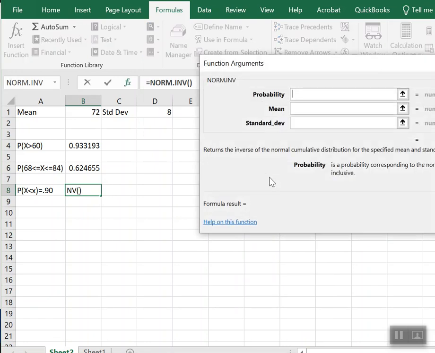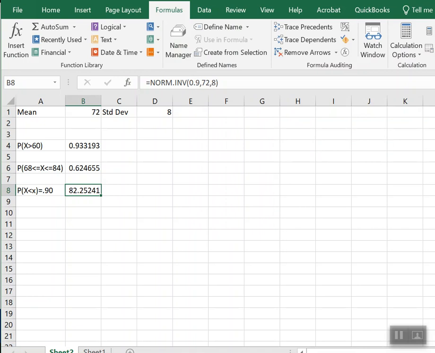So again, the probability is, remember we're going from left to right, so 0.9. My mean was 72. My standard deviation is 8. And so I plug this in and I get 82.25. So the lowest a manager could score and still be in the top 10% is 82.25. Or you could say a score of 82.25 is in the 90th percentile for test scores.